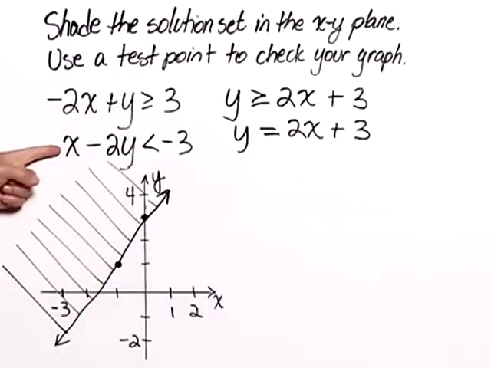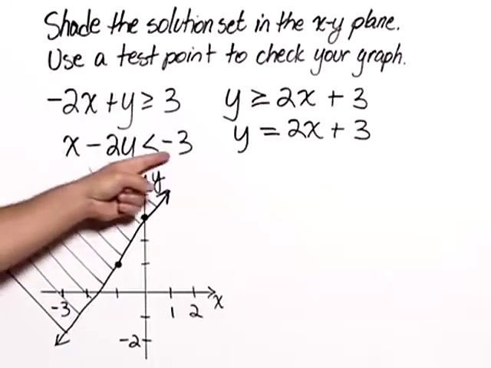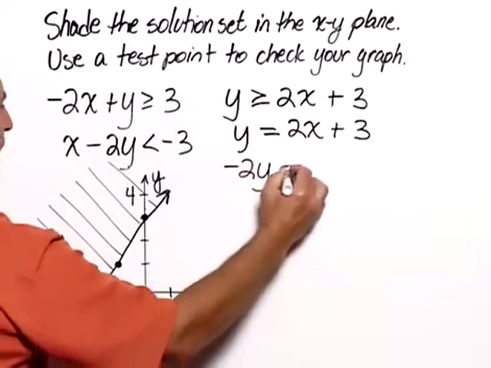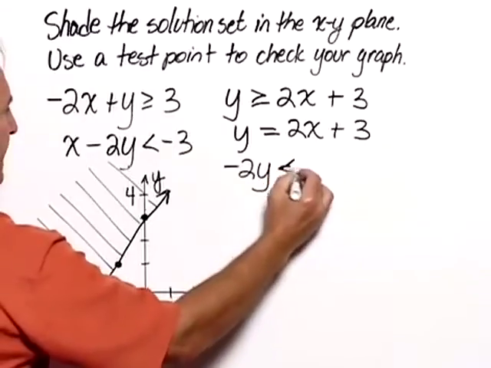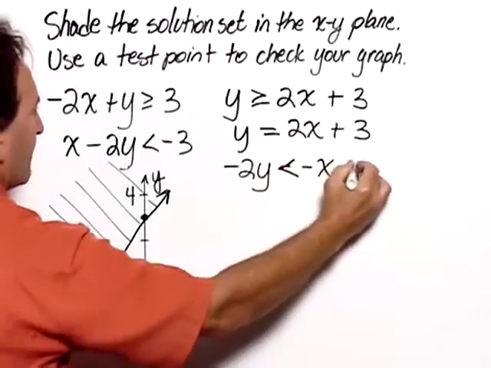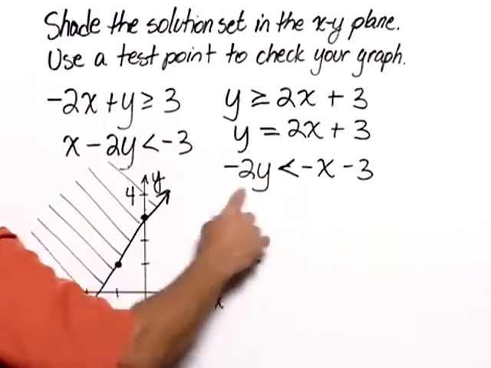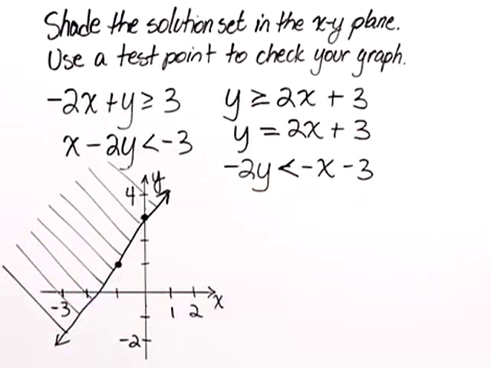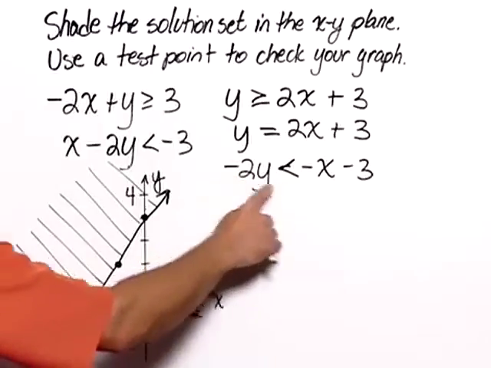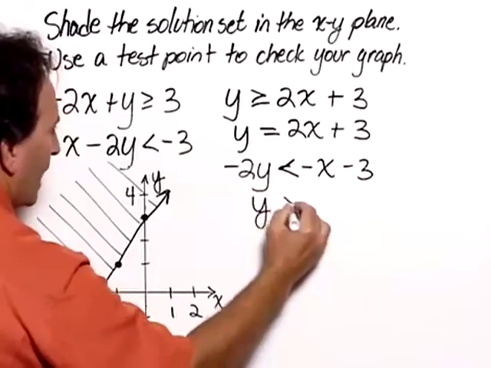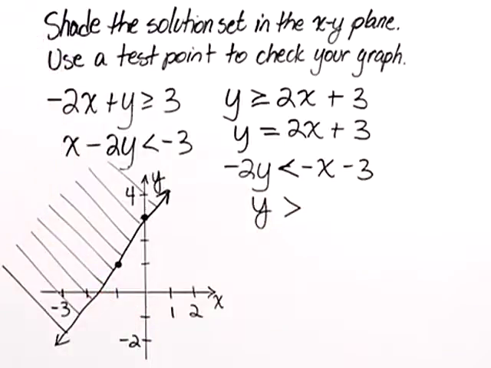Let's go back now and do the second equation. We want to put this in slope-intercept form, and that means subtract x from both sides. So it would be negative 2y is less than negative x minus 3. Now we need to divide both sides by the negative 2. Recall, though, that when we divide by a negative, we need to reverse the direction of the symbol, so this becomes y is greater than.